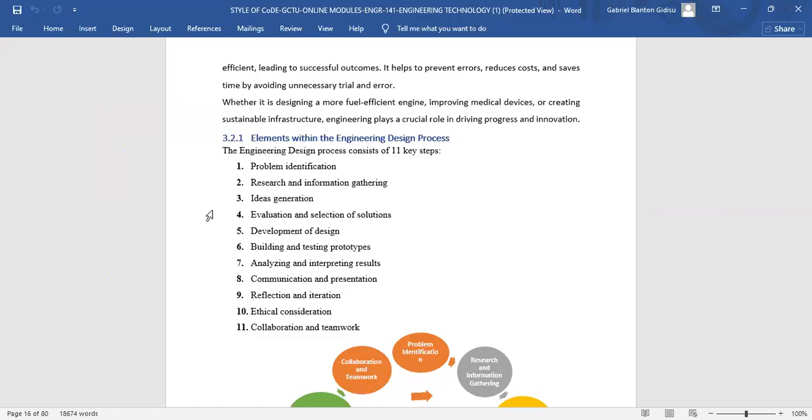After you build the miniature, then you analyze. Then you interpret results, because you were testing. Then you interpret the results and check. Then communication and presentation. So now you have gotten the idea. You may not be the one having the money. This is a challenge of engineers, the biggest challenge we have.